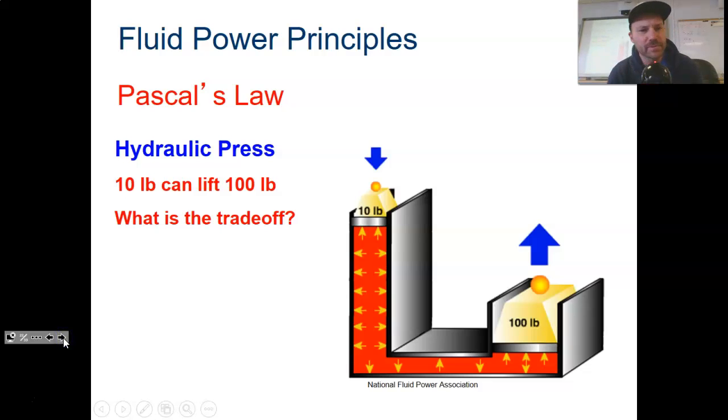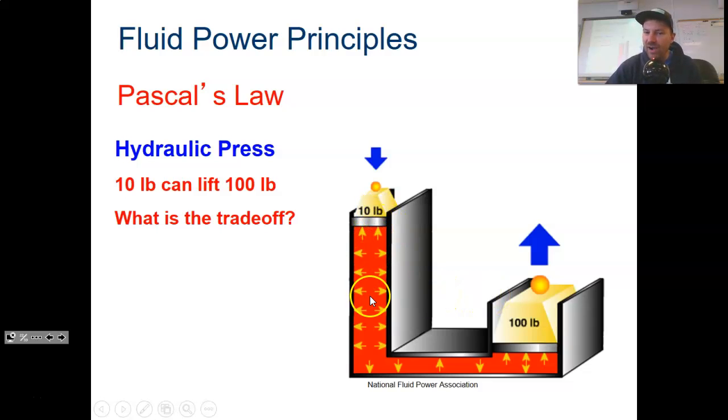Fluid power principles: hydraulic press. Could you take 10 pounds and lift 100 pounds? It's like a simple machine. Could I lift a 100-pound mass with 10 pounds? Yeah, you could use a lever. You could use any of the simple machines if you had the right mechanical advantage. And that's what we're going to have here.